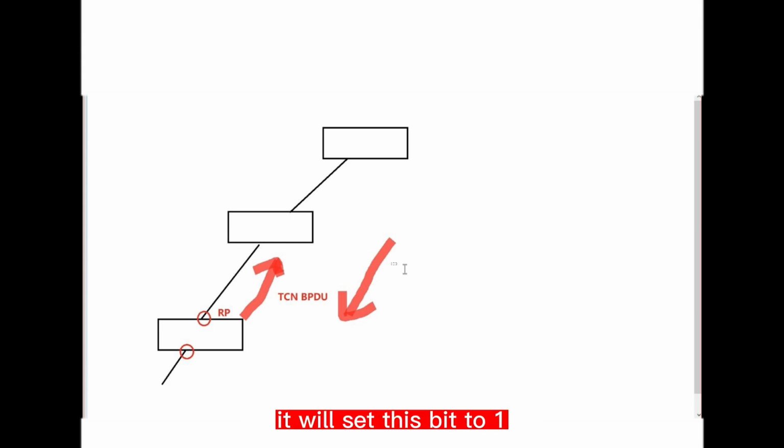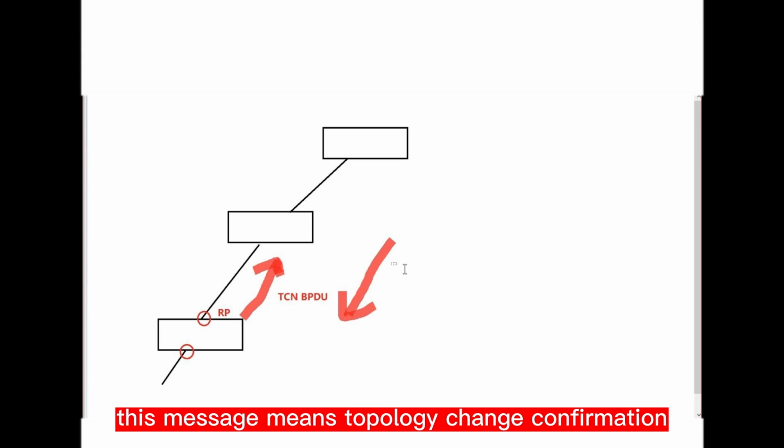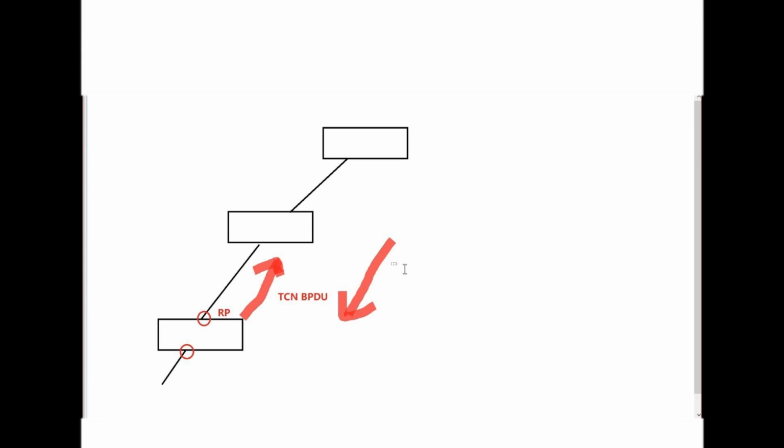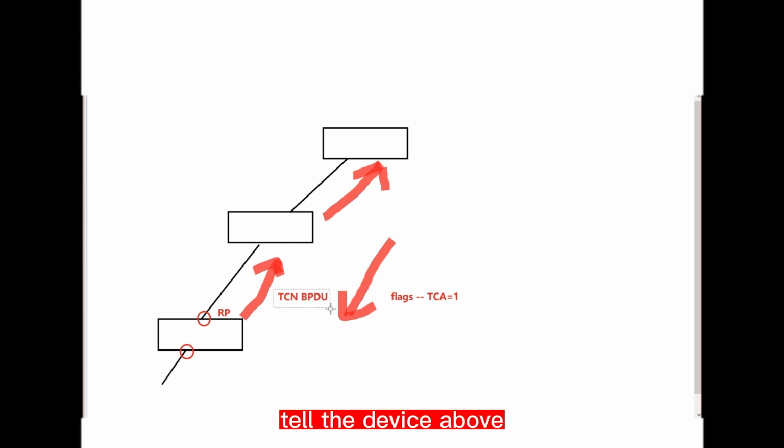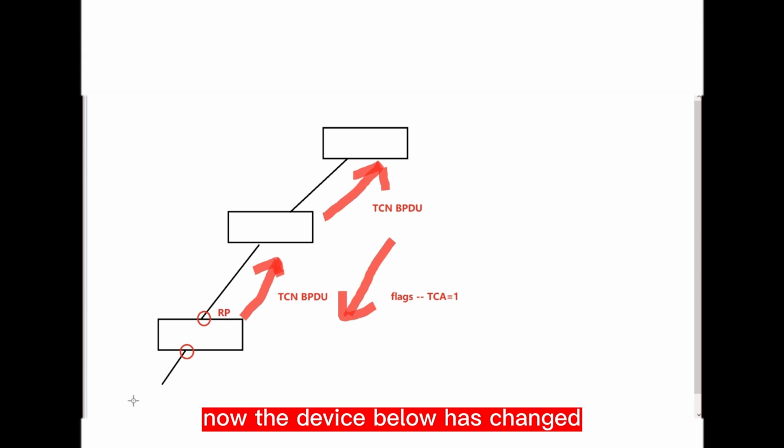It will set this bit to 1. Originally this bit was 0, but it sets the bit to 1. This message means topology change confirmation. It is replying this confirmation to the downstream device. Then it will continue to send the TCN-BPDU up, telling the device above that the device below has changed.